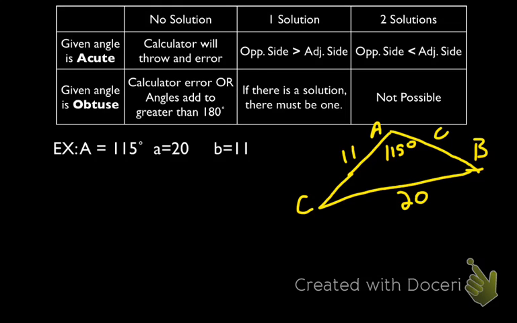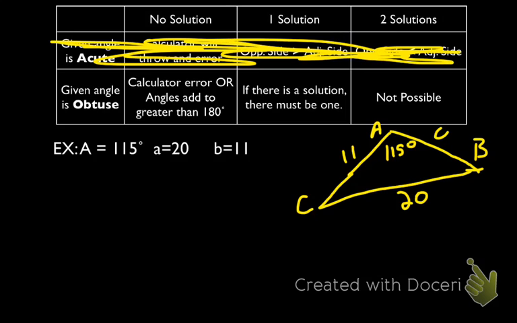So right then, I'm going to eliminate the top row. I don't care about the top row. And actually, this not possible box, forget that too. From here, I'm going to approach it the same way. I'm going to try and find one of the angles, angle B or C. B comes before C in the alphabet, so I'm going to find angle B first. But it doesn't matter. I'm going to use the law of sines just like I normally would.